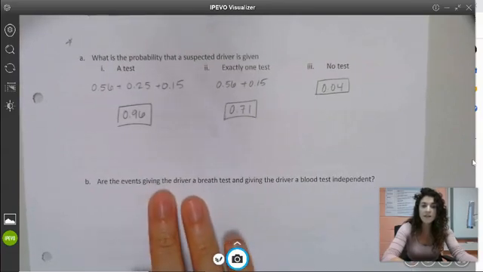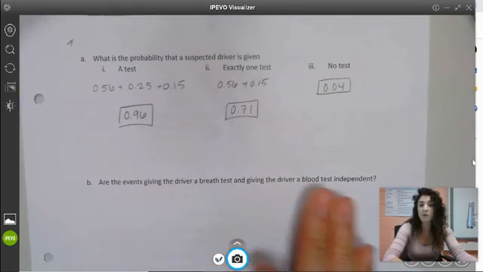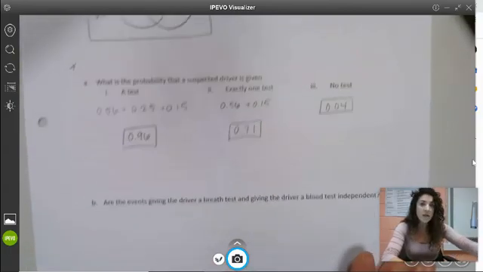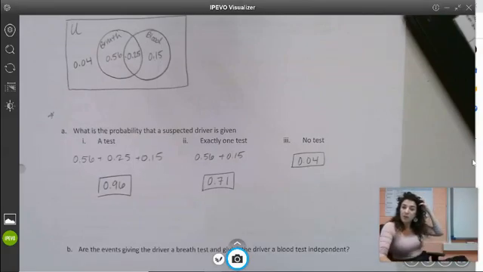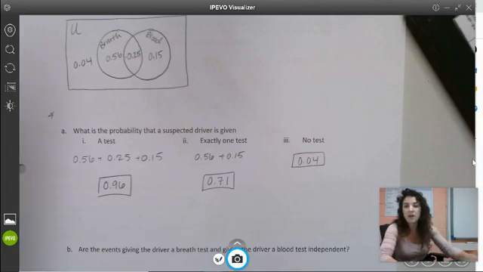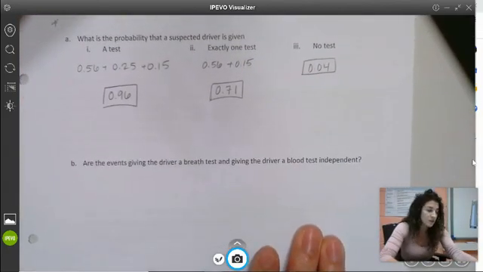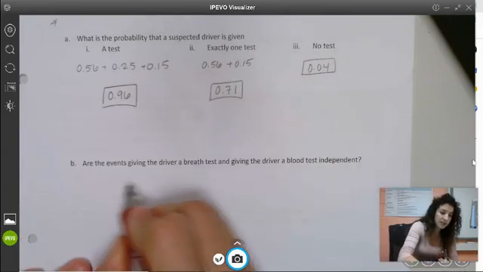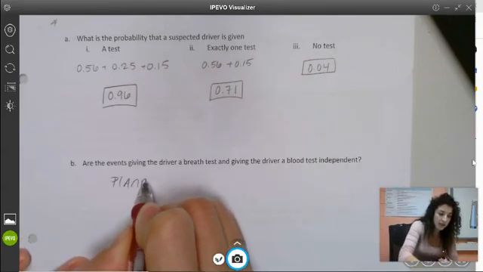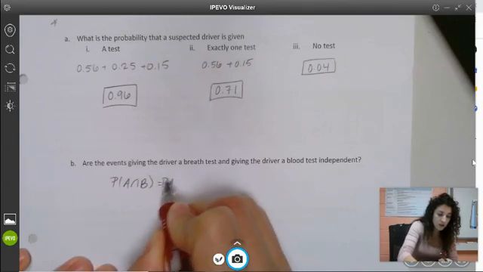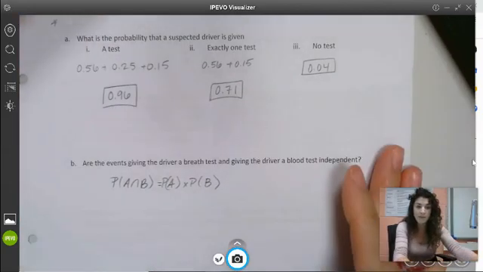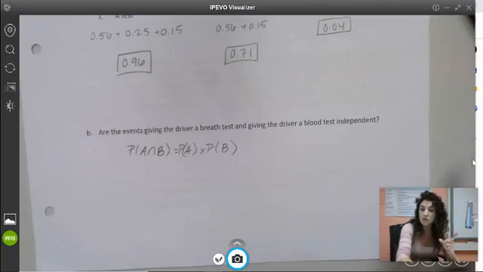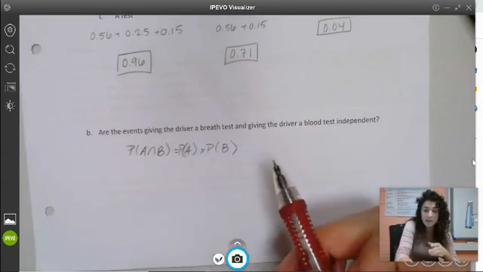All right. Are the events giving the driver a breath test and giving a driver a blood test independent? We already know that they are not independent, but we can prove it by calculating it. If we wanted to prove that something was independent, we would either need to prove that the probability of the intersection is equal to the probability of A times the probability of B, or that the probability of A given B is just the probability of A. This one's just a little bit easier to prove.